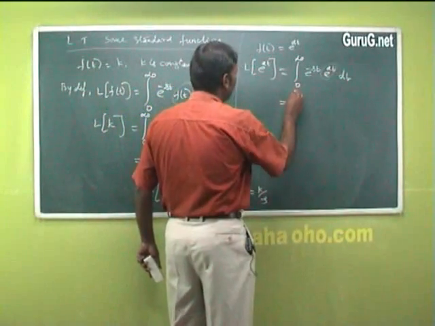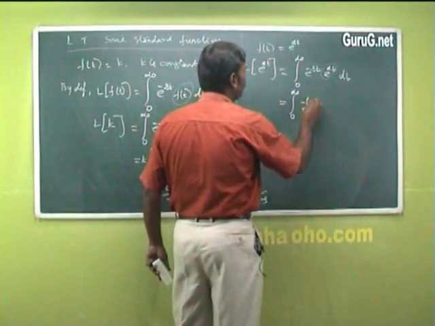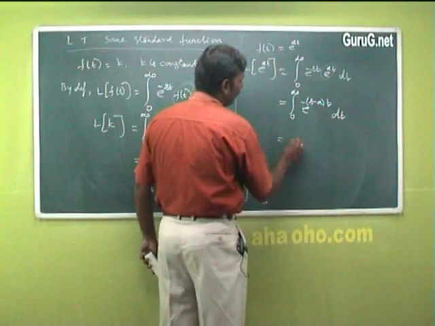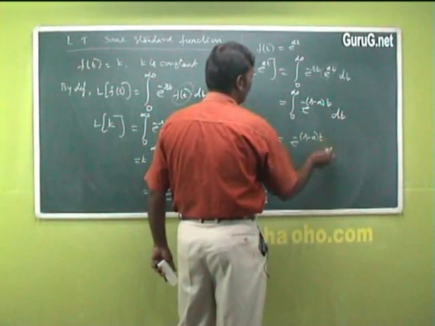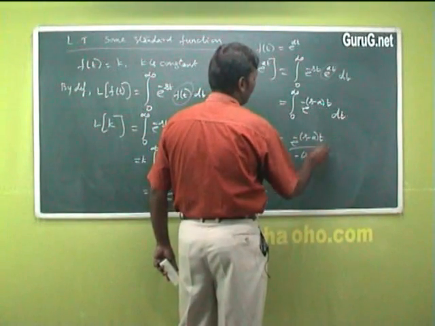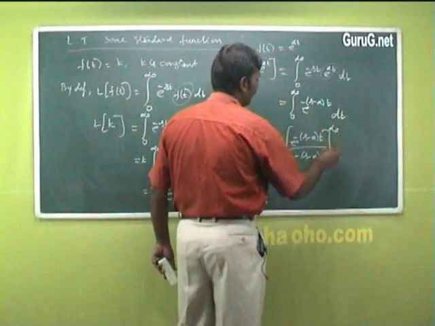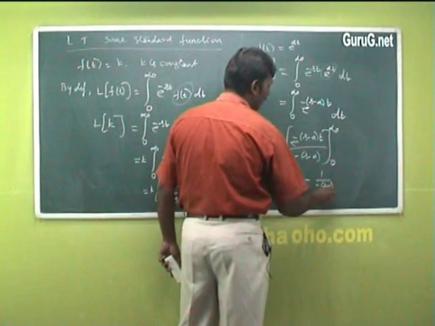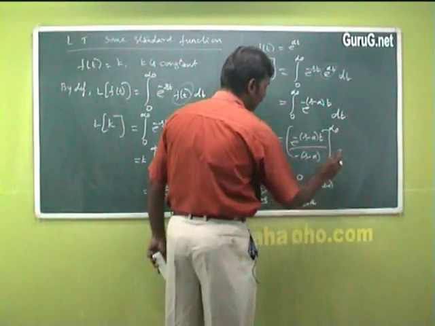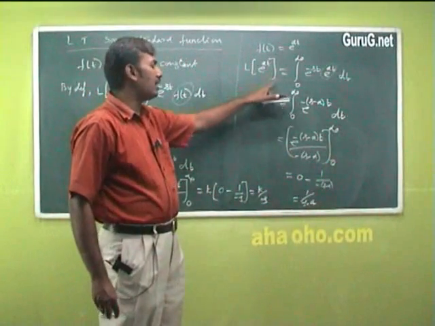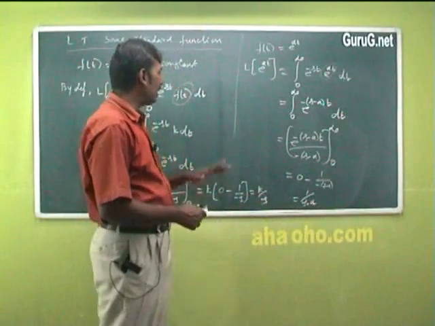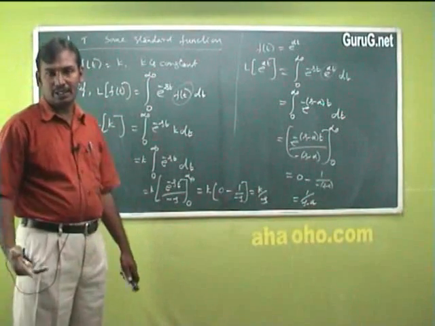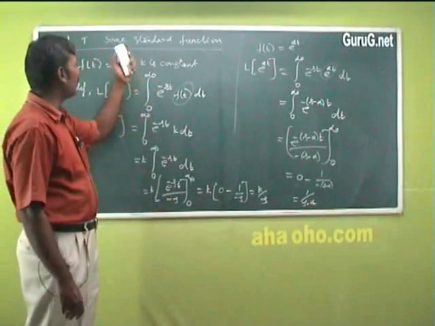So integral 0 to infinity e power, combining these two, what will come? s minus a into t dt, right? So integrate it: e power minus (s minus a) into t by minus of (s minus a), limits 0 to infinity. Substituting upper limit 0 minus lower limit 1 by minus of (s minus a), which is equal to 1 by s minus a. So Laplace transformation of e power at is nothing but 1 by s minus a. These are standard functions used in the solutions of ordinary differential equations, integral equations, or partial differential equations. These are all applications of Laplace transform.